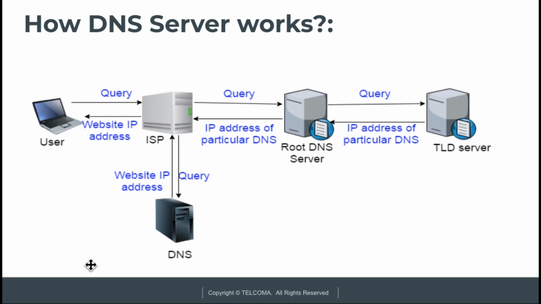So now the ISP knows the IP address of a DNS server that contains the information about the particular URL, then it will send the query to that DNS server, and then it will extract the website IP address from that DNS server. So here the recursive resolver sends the IP address of the website to the user, and thus the website appears. Now the user can browse the website and retrieve the content using the IP address. So this is the working of a DNS server in a network.